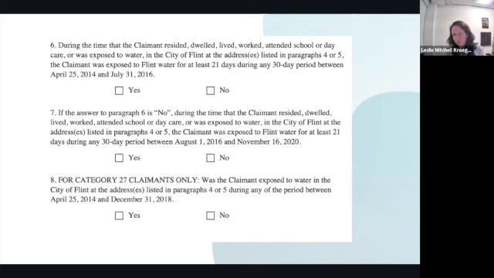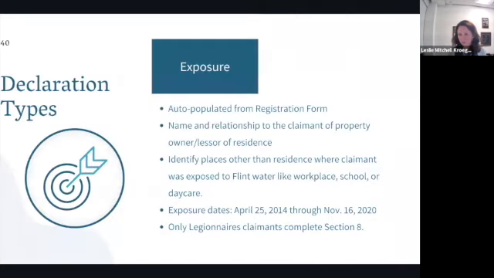So for the most part, most people were exposed between April 2014 and July 2016, and so you check yes on number 6. But if you weren't, or the person you're helping fill this out wasn't, then you go to question 7 and see if you qualify between that 4-year period with a yes. Number 8 is only for category 27, which is Legionnaires. Question number 8 is only for people who were diagnosed or passed away with the diagnosis of Legionnaires. And that is the end of the declaration of exposure.